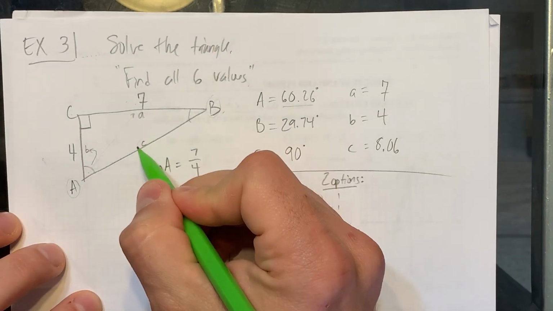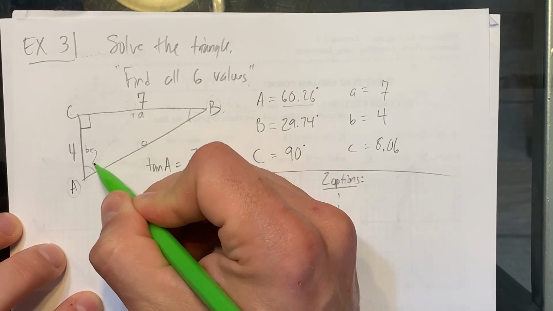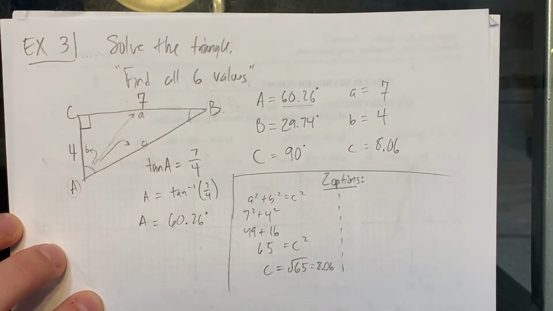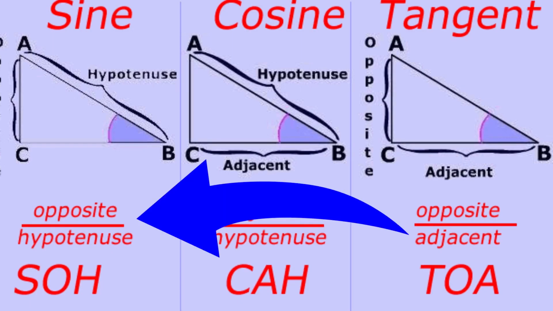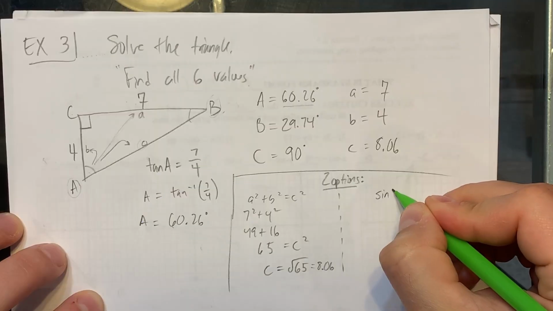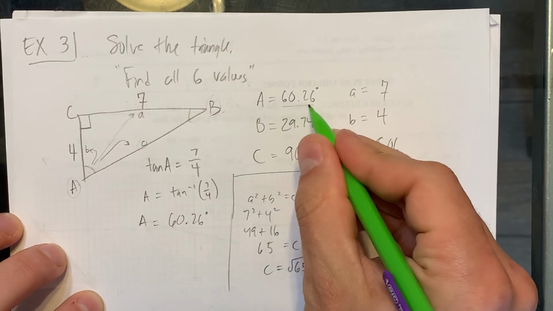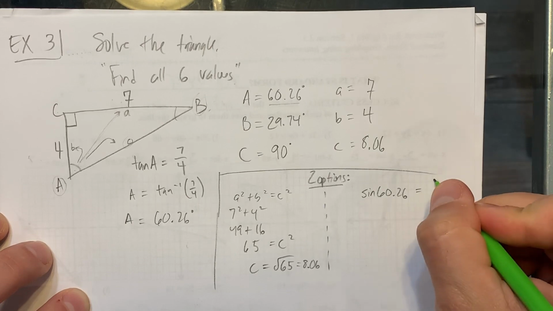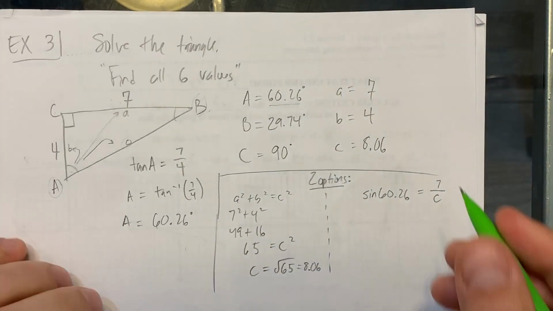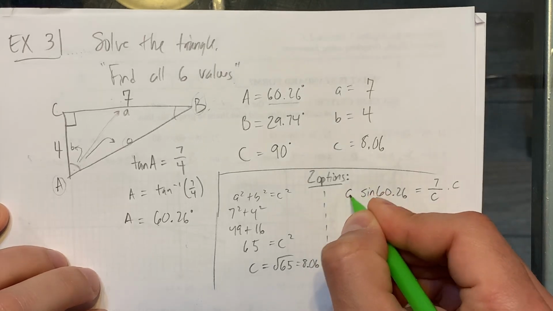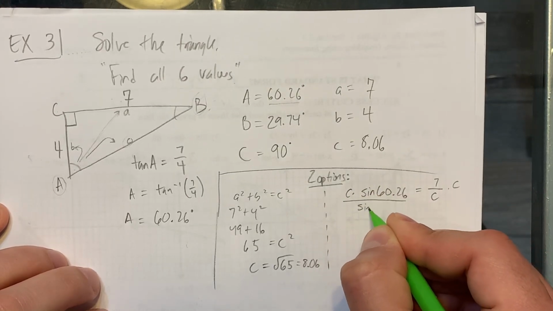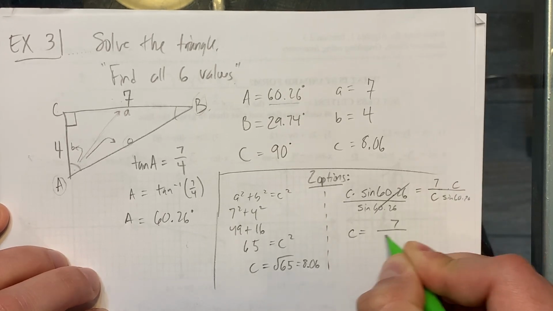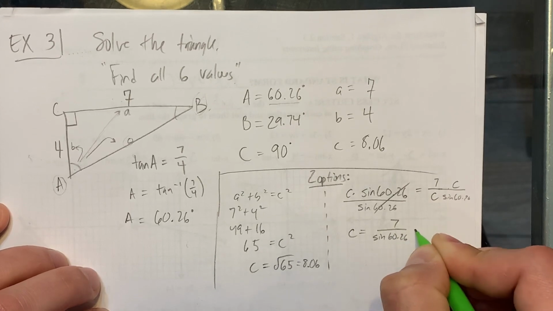Now, a second option is to use trig in order to find this. And notice my hypotenuse is here, from, let's call it angle A. Opposite is 7, and hypotenuse is the lowercase c that I'm looking for. Opposite and hypotenuse would indicate sine. So sine of angle A, which I already know is 60.26, is equal to opposite over hypotenuse. Now, if I multiply this by c and bring this up here, I can divide by sine of 60.26, which gives me c is 7 divided by sine of 60.26.